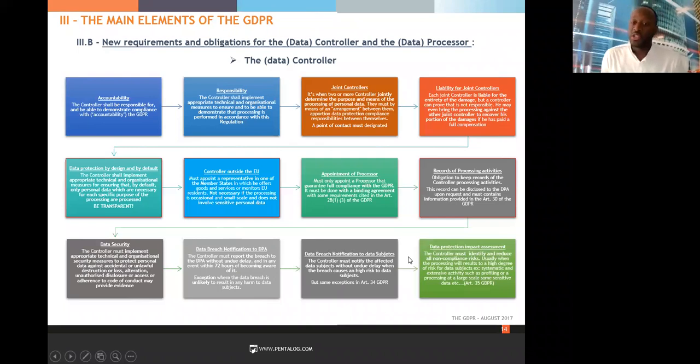And data protection impact assessment. Let's say you are in a project, you have to identify and reduce all the non-compliance risks. So you draft a document enumerating the risks you have and the measures you can put in place in order to reduce them. This is for when you have a systematic and extensive activity, such as profiling, processing at large scale, and sensitive data, etc. Check Article 25 for that one.